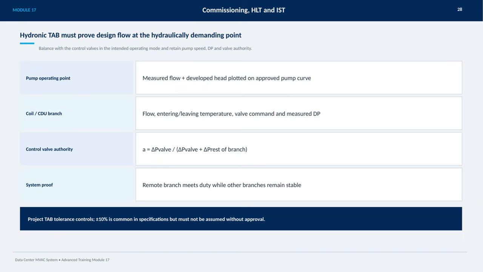Finally, system proof requires that the remote branch meets its duty without causing instability in other branches. It's important to remember that project tab tolerances typically allow for plus or minus 10%, but this should never be assumed without formal approval. This ensures precise and reliable commissioning of the system.